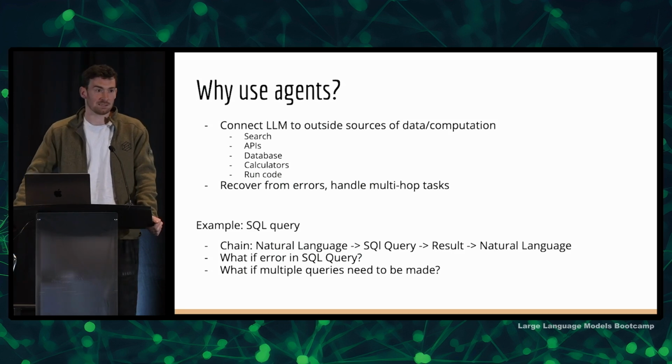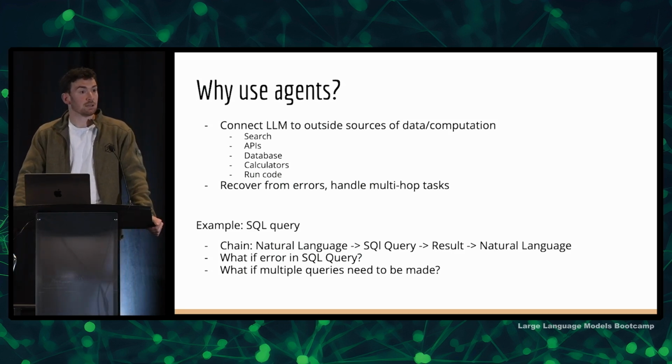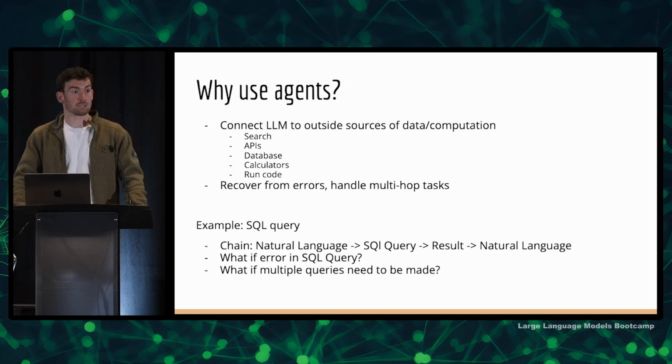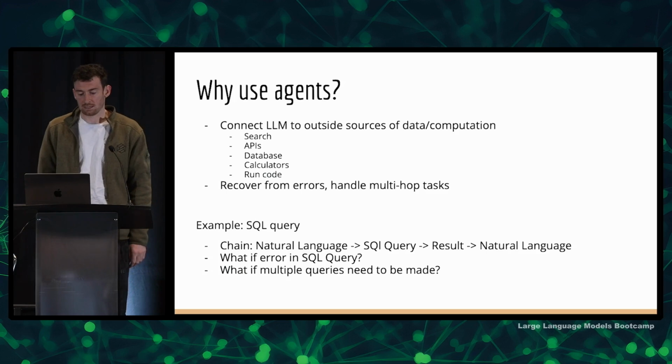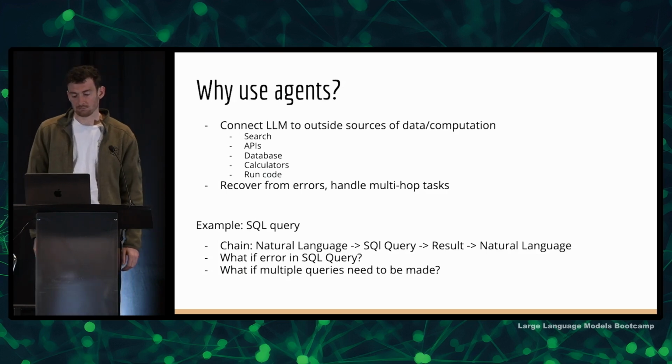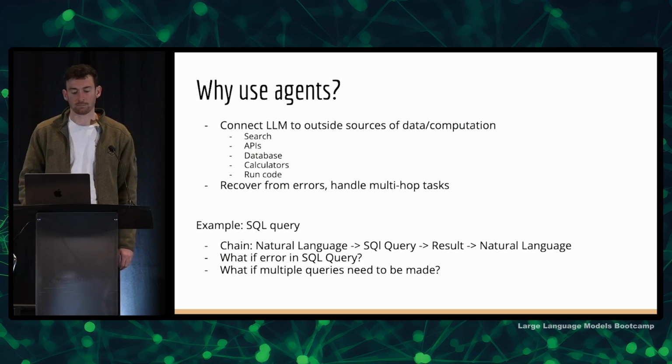But there are a lot of edge cases and things that can go wrong. So there could be an error in the SQL query. Maybe it hallucinates a table name or a field name. Maybe it just writes incorrect SQL. And then there are also queries that need multiple queries to be made under the hood in order to answer. And so although a simple chain can handle maybe, I don't know, 50, 80% of the use cases, you very quickly run into these edge cases where a more flexible framework like agents helps circumvent.